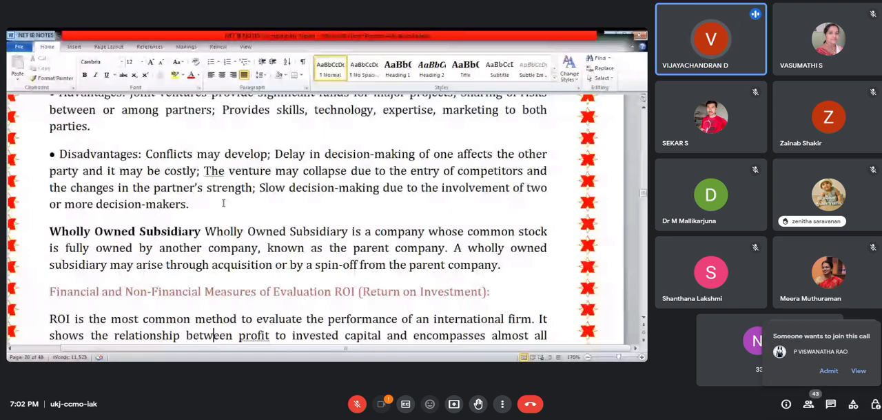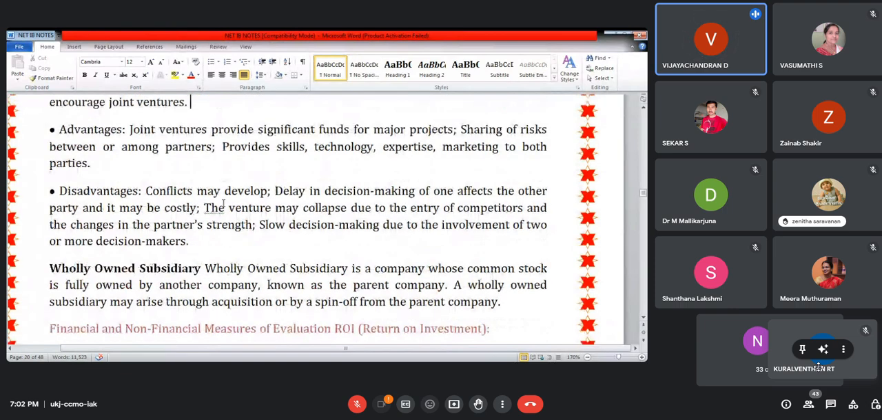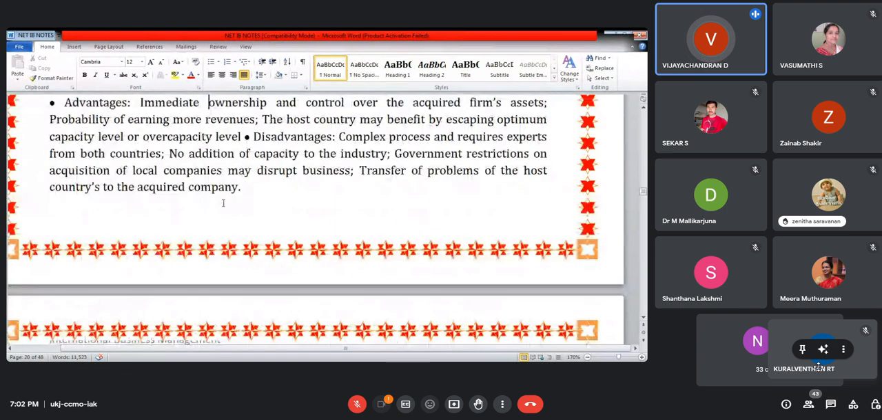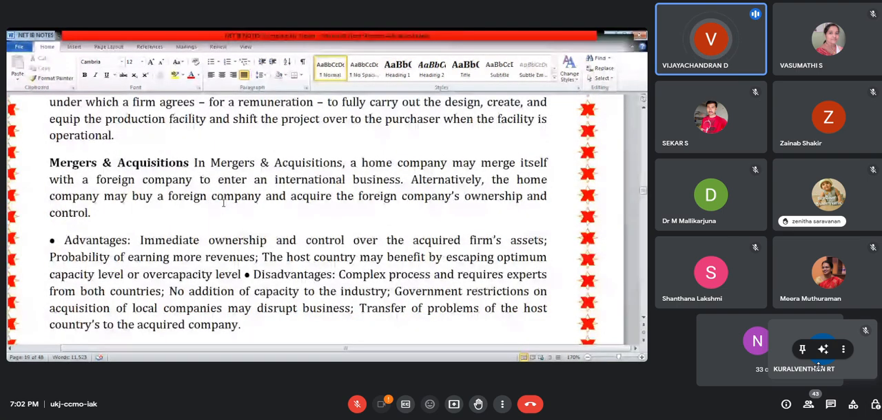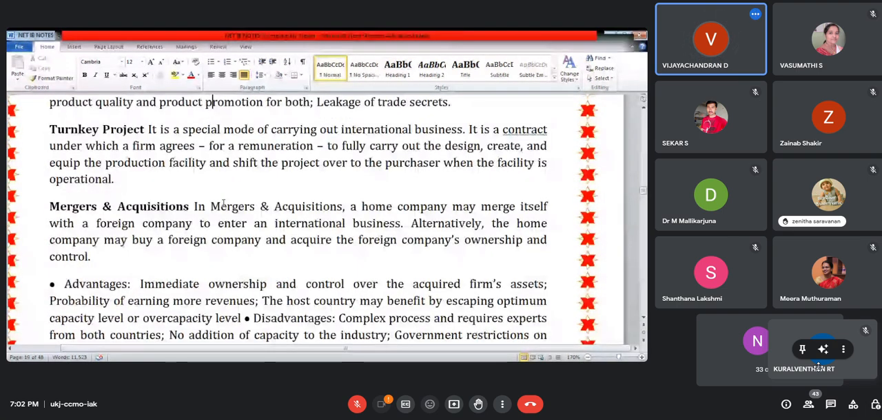And I also told wholly owned subsidiary. One company will be the holding company located in another country, that will acquire the share of another company operating in another country. So this is a way. And joint venture I told, management contract I told, merger, acquisition I told, turnkey project now only I told.